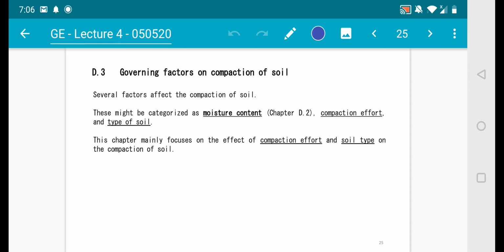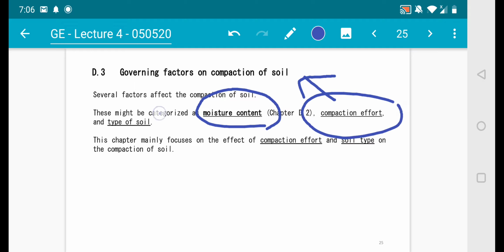Now let's move further into subtopic D3, which is on governing factors on compaction of soil. Several factors affect the compaction of soil. These might be categorized as moisture content, compaction effort, and type of soil. This chapter is focusing on the effect of compaction effort and soil type.